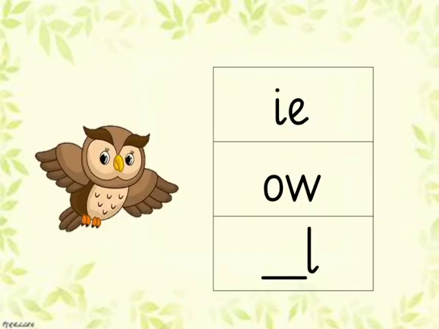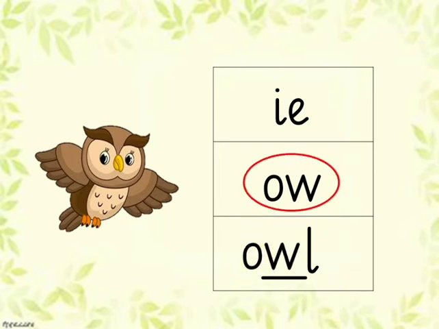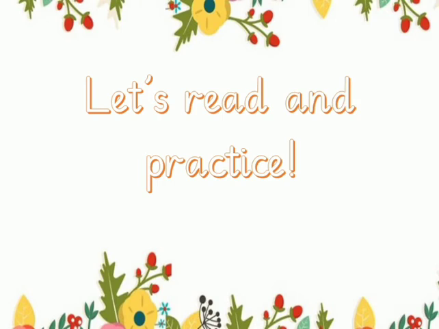Let's see this picture now. It is owl. Now try to identify the correct digraph in it. I or ow? Brilliant. Owl with ow digraph. Let's read and practice some sentences now.